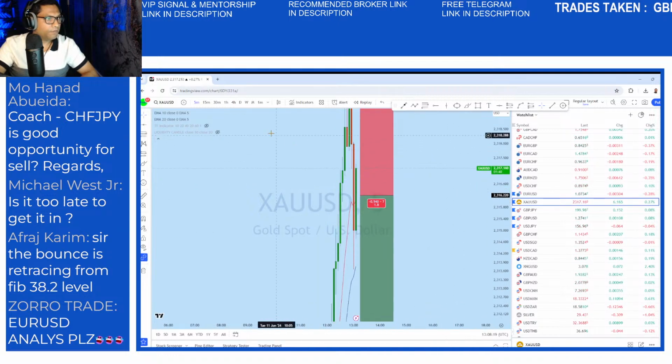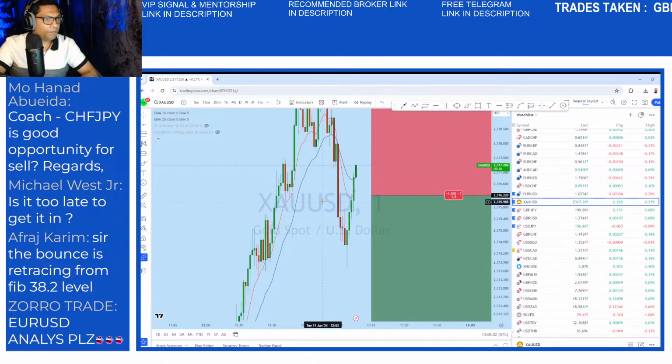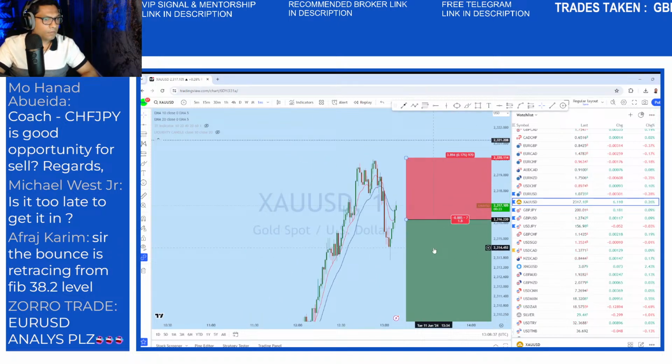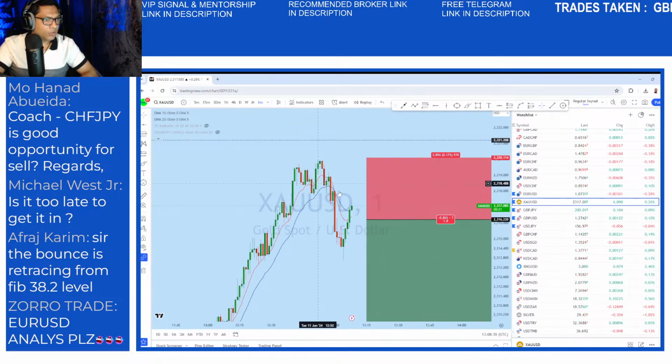Okay, so there is a, this is a, waiting for that second trade. So this is the neckline of that head and shoulder.